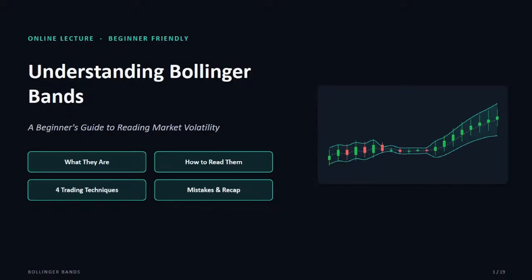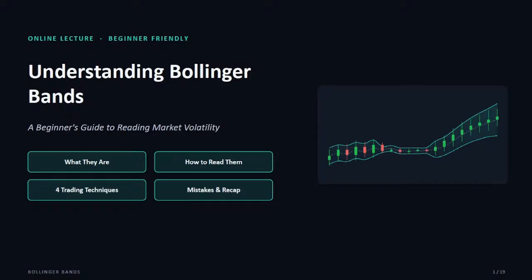Over the next 35 to 40 minutes, we're going to unpack one of the most widely used tools in a trader's toolkit. Bollinger Bands, the three wavy lines you've probably seen wrapped around a price chart, squeezing together at some points and stretching apart at others.